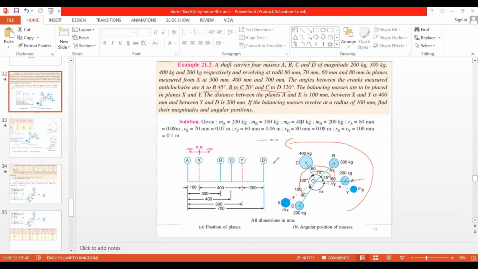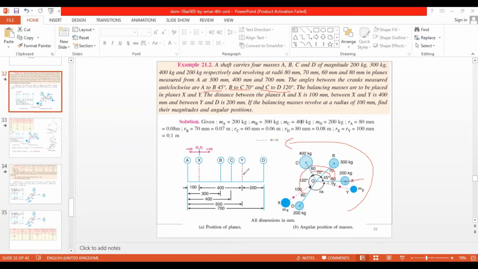So once you have drawn it, you can check that. From A to X is 100 millimeters, so here we have A to X is 100 millimeter. X and Y is 400 millimeter. Then between Y and D is 200 millimeter, right?